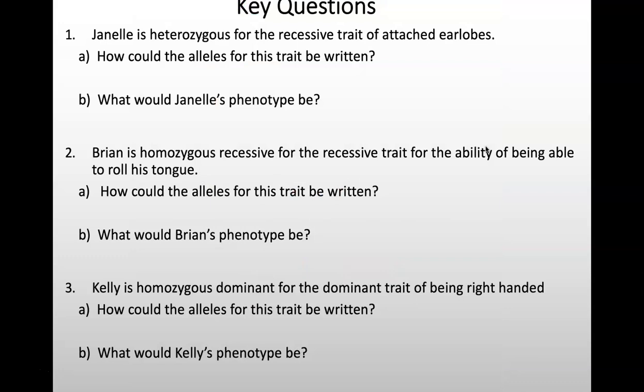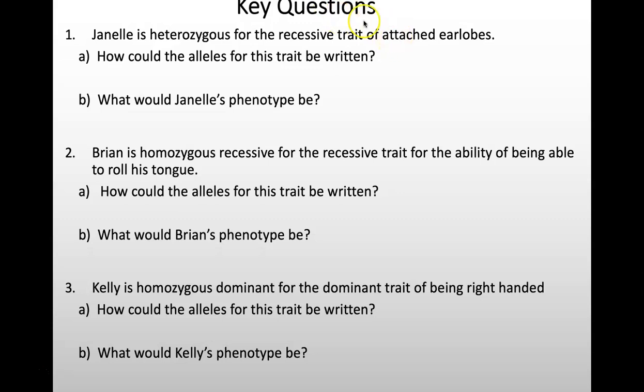Okay, key questions. Janelle is heterozygous for the recessive trait of attached earlobes. How could the alleles for this trait be written? Okay, remember she's heterozygous. That means that she's going to have two different alleles. And whenever we write down a genotype, we're going to look to see what the trait is. And the trait here is attached earlobes. Okay, so remember we write down a letter that might represent earlobes. Let's write down a capital A for attached earlobes.